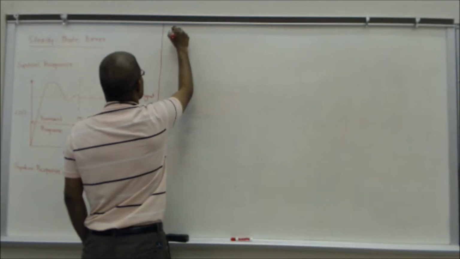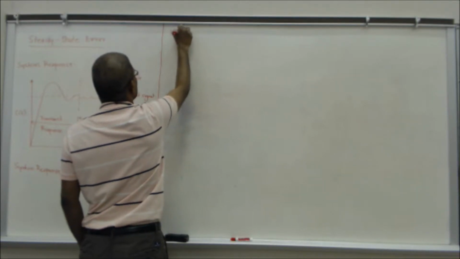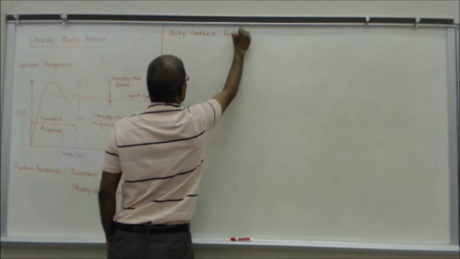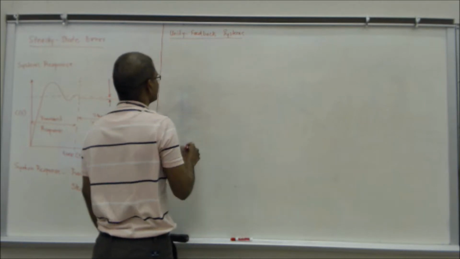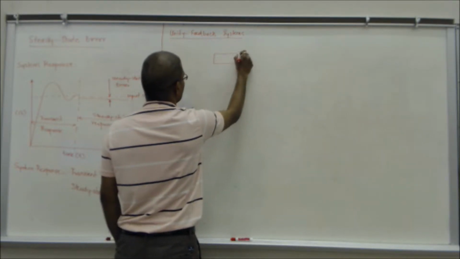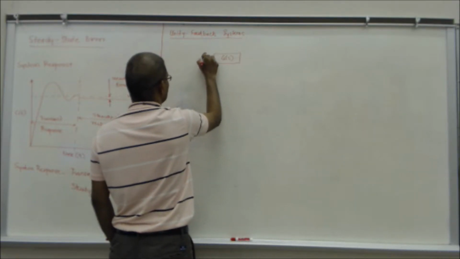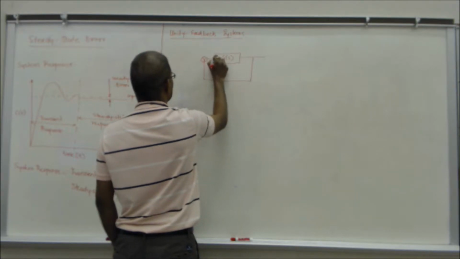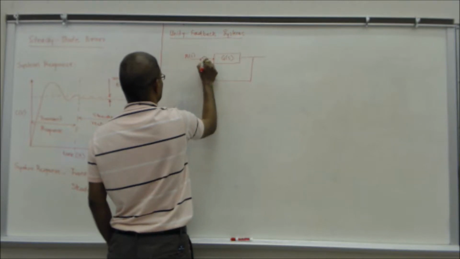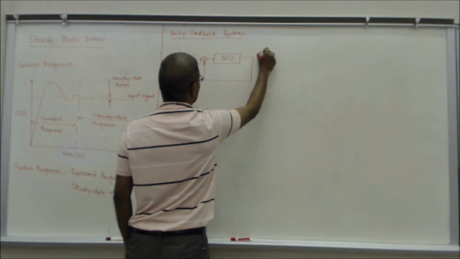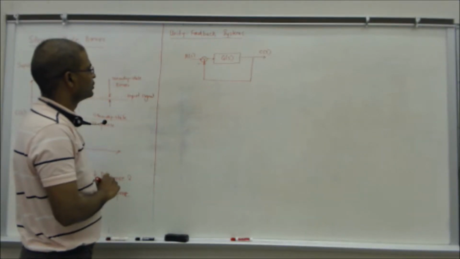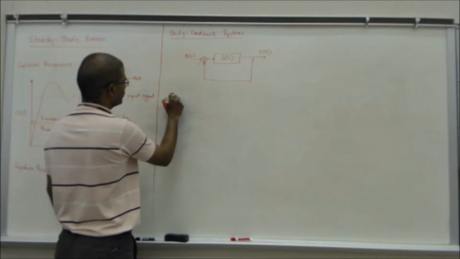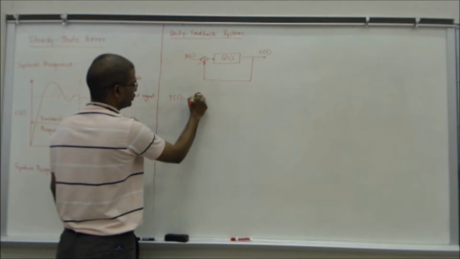Now, when we talk about steady state response, we talk about it in terms of unity feedback. So you have your G of S. This is a unity feedback system because what is being fed back is just the output signal. Here, the T of S is simply T of S.